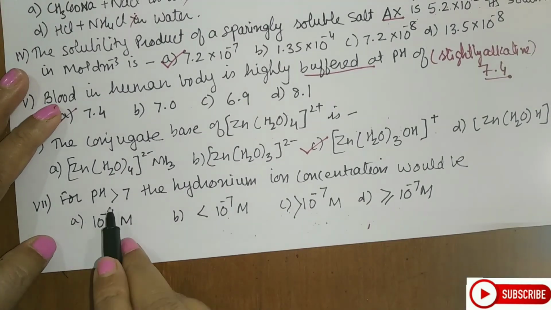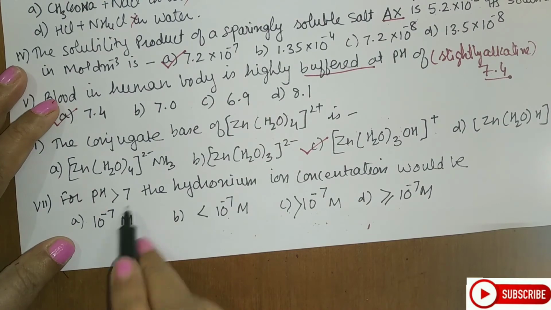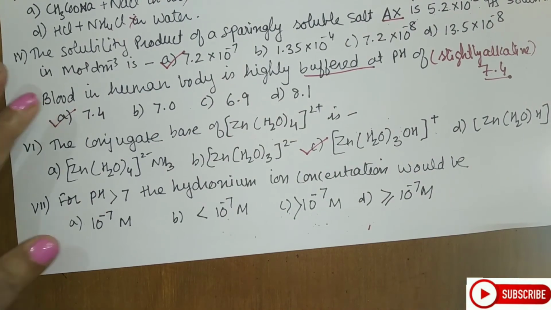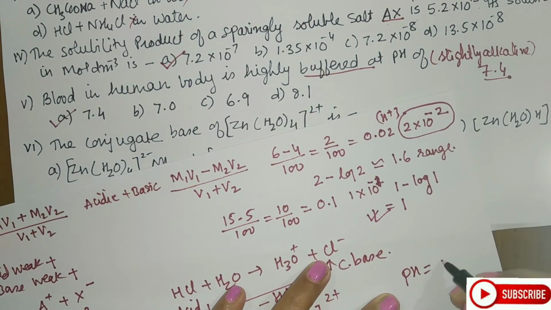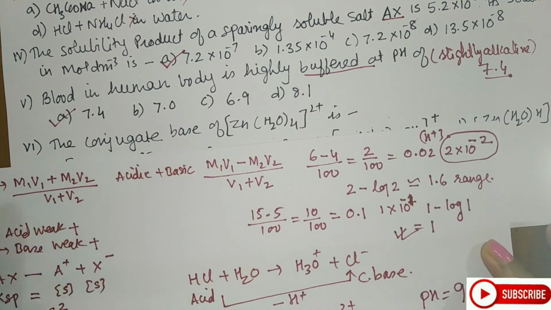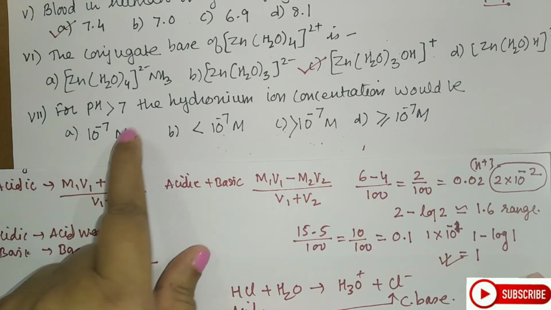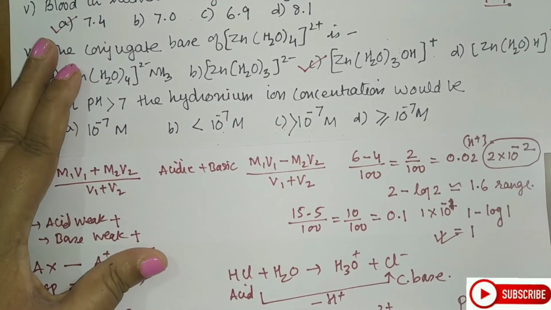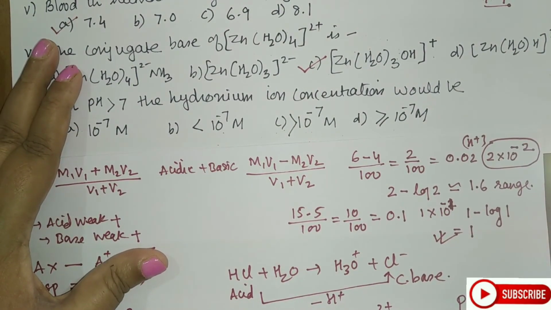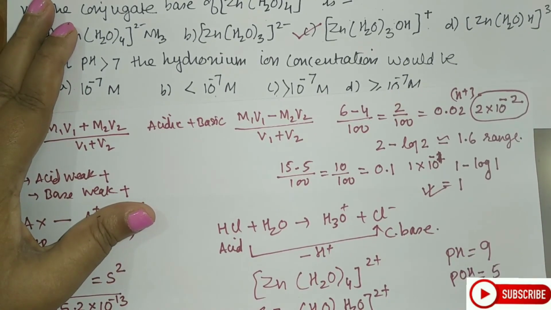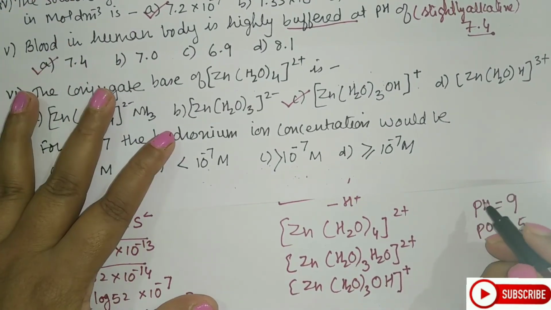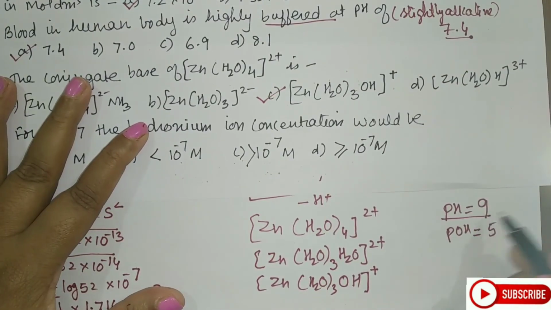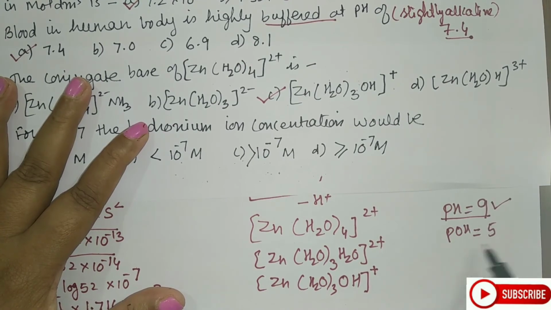Next is for pH which is more than 7. Now students, let us take an example where pH is more than 7. So let us take the example pH is equal to 9 just for the calculation. So if pH is 9, they are asking the hydronium ion. If pH is 9, pOH will be how much, student? It will be 5 because pH plus pOH is equal to 14. Right, students? Because you know that pH plus pOH is 14. So if I take pH is equal to 9, pOH will be 5.